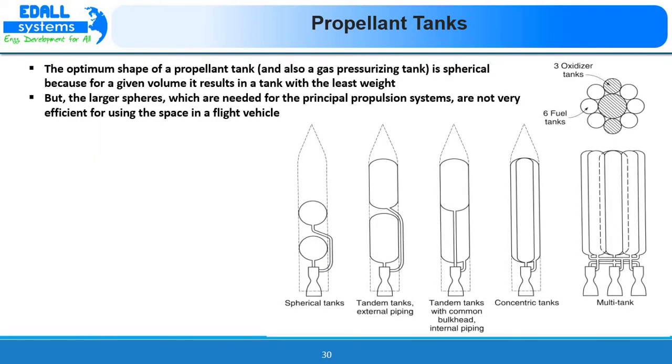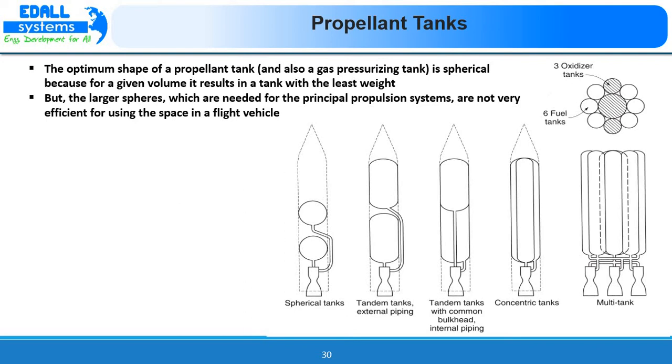Then we will see the various configurations available for propellant tanks. There are spherical tanks, then tandem tanks with common bulkhead with external piping, internal piping, then concentric tanks and multi-tank. In the multi-tank we can see that 6 fuel tanks are used and 3 oxidizer tanks are used. So these are the different propellant tank configurations used in today's world based on the different applications.